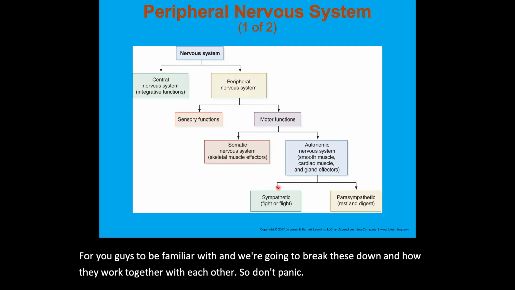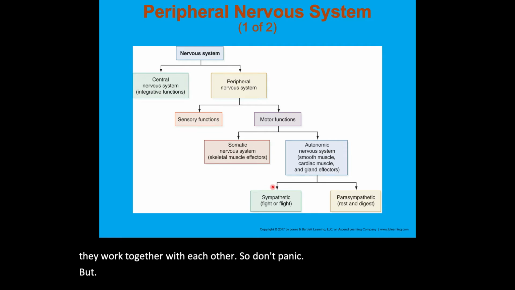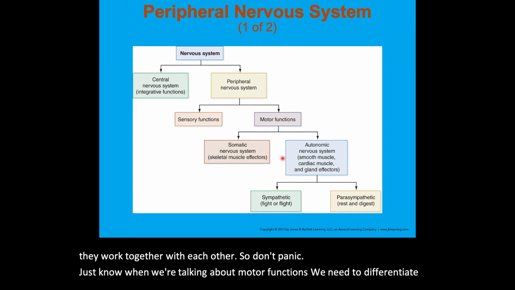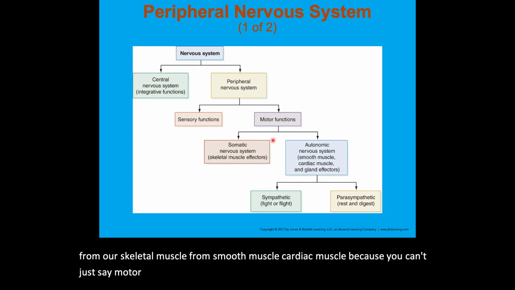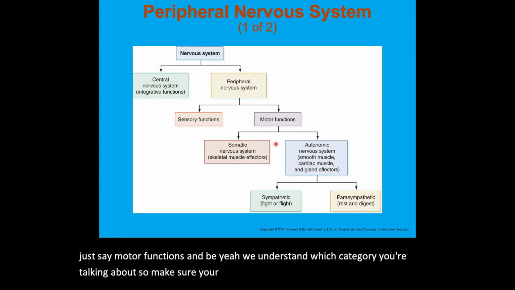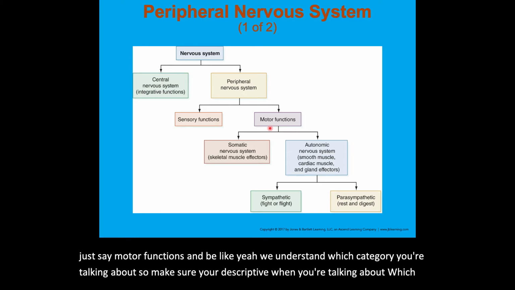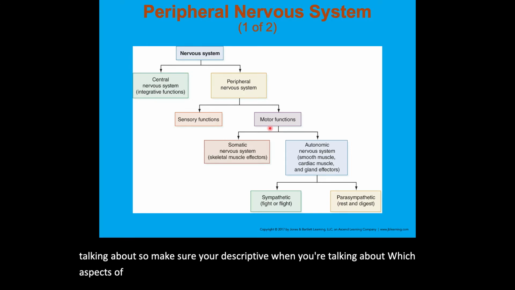But just know when we're talking about motor functions, we need to differentiate our skeletal muscle from smooth muscle and cardiac muscle, because you can't just say motor functions and be like, oh yeah, we understand which category you're talking about. So make sure you're descriptive when you're talking about which aspects of the motor functions that you are discussing.